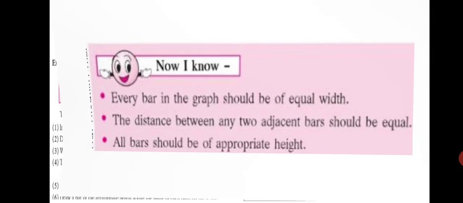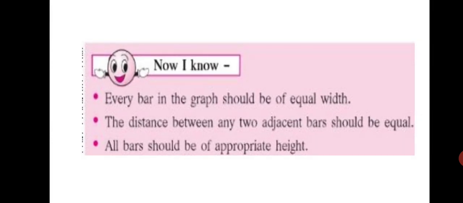Now I know every bar in the graph should be of equal width. That means it should be of equal measurement. The breadth, how much you're going to draw, how many columns you're going to use, that much should be equal for each and every bar. The distance between any two adjacent bars should be equal. I just now mentioned to you that the distance between two bars should always be equal. That's why leave one box, draw in one box, again leave one box, draw in another box.